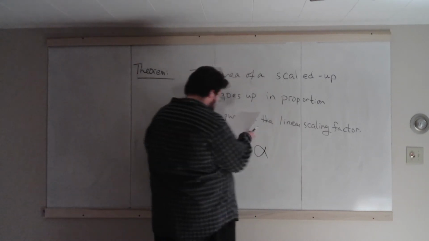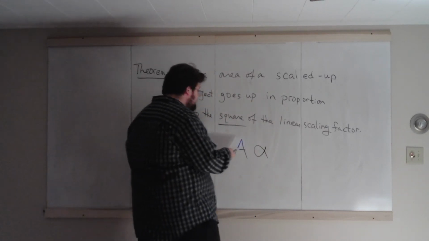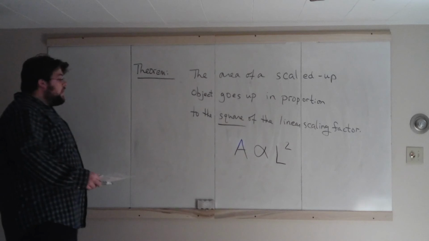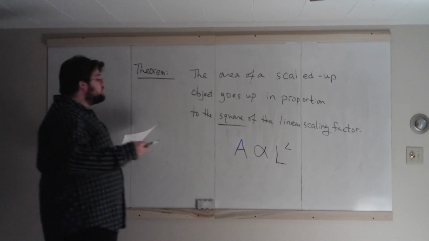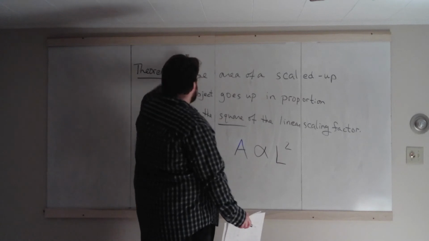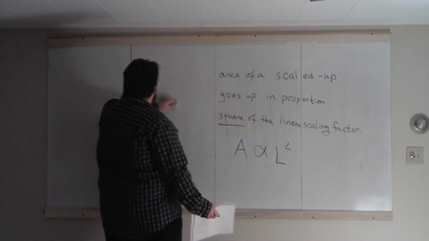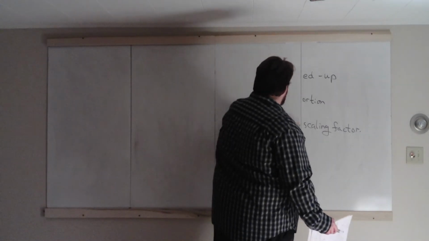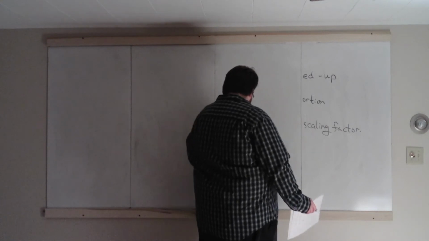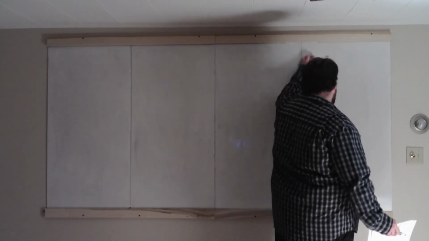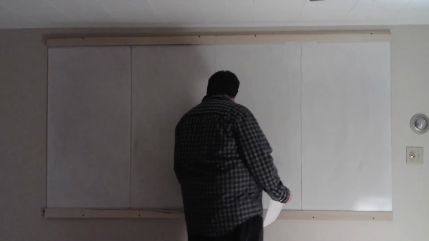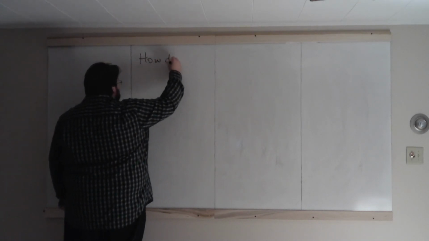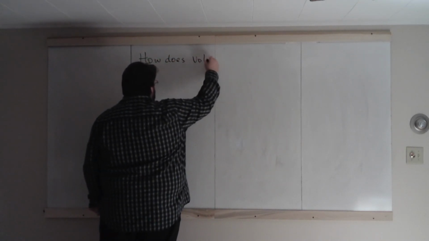It's kind of an alpha, though it's not really an alpha. But if L is the linear scaling factor, then A is proportional to L squared. Now, we just looked at some examples to see how the area changes as we scale up. What happens to the volume as we scale up? Well, volume is a three-dimensional number. Area is two-dimensional, so we're going to need three-dimensional shapes. So the question is, how does volume scale?